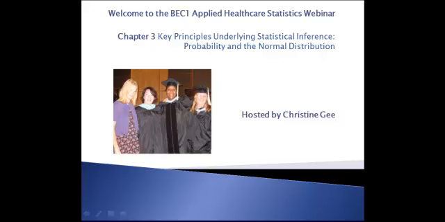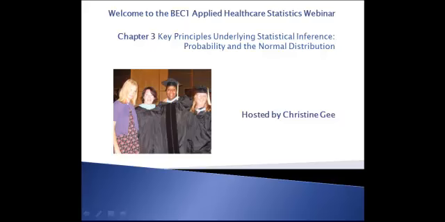That's a mouthful. This one is on Chapter 3, which deals with the key principles underlying statistical inference, probability, and the normal distribution.